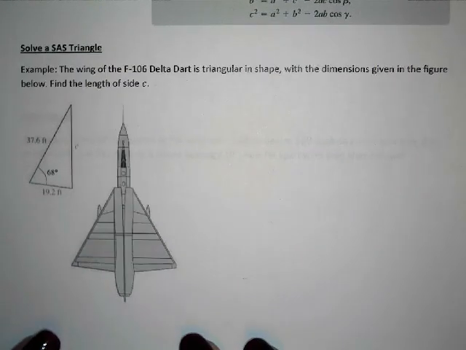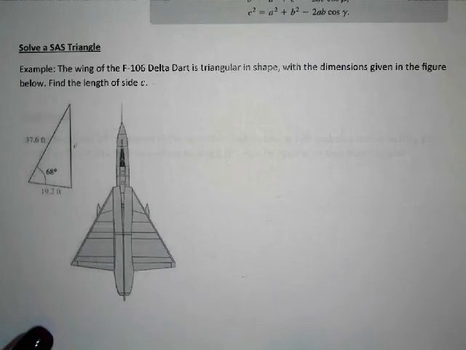So here in our first example, we're going to look at a triangle that gives us side, angle, side information, and we're going to solve that first. The example says the wing of the F-106 Delta Dart is triangular in shape with the dimensions given in the figure below. Find the length of side c. Here they're not actually asking us to solve the triangle, so they just want us to find a specific side, but we could use law of sines to solve for the other angles if we needed to.